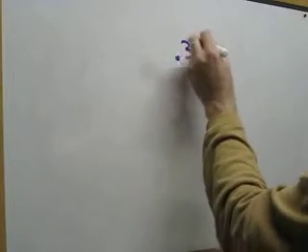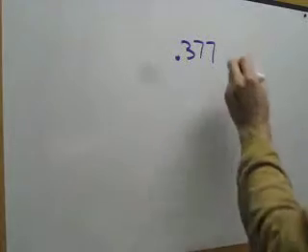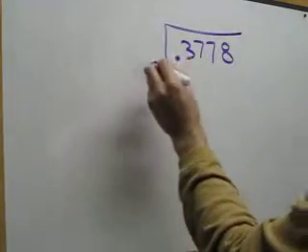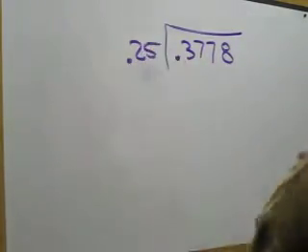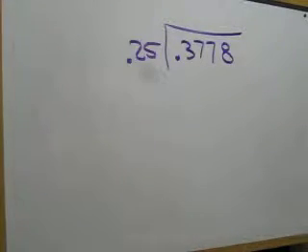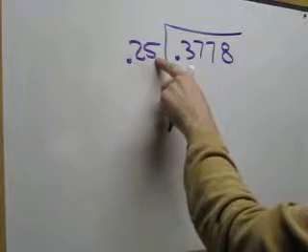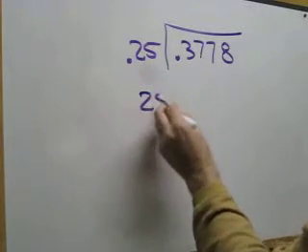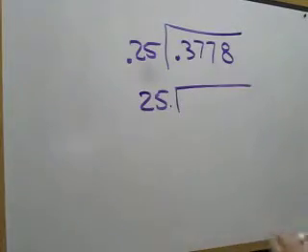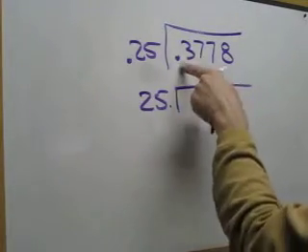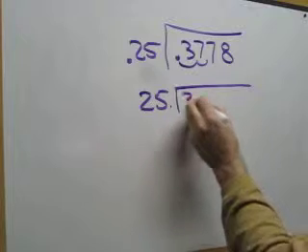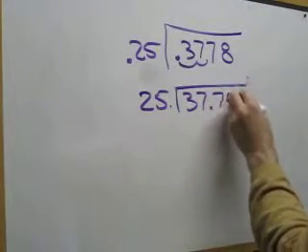Alright, so let's look at example 6 on the bottom of page 383. We have 0.3778, and we're going to divide it by 0.25. So in this case, we have a 0.25. In order to make this a whole number, we need to move it over twice. So we'll just write it as a 25. We can just kind of put a decimal there so you can see that we moved it twice. And we have to move this one over twice. So this is actually 37.78.